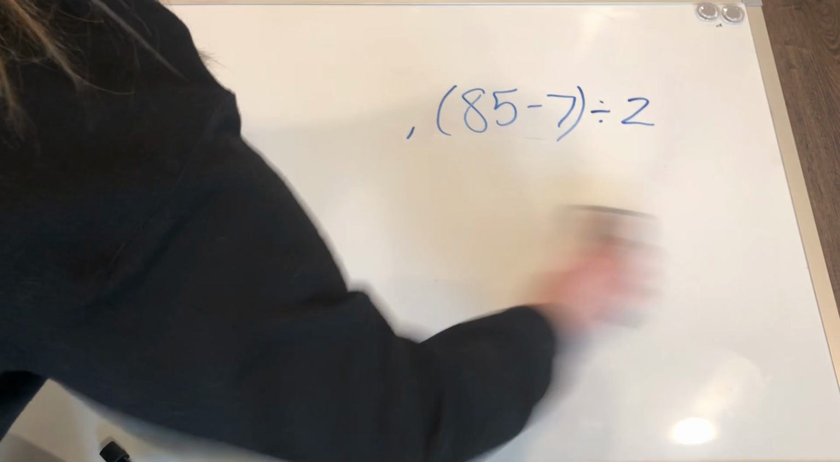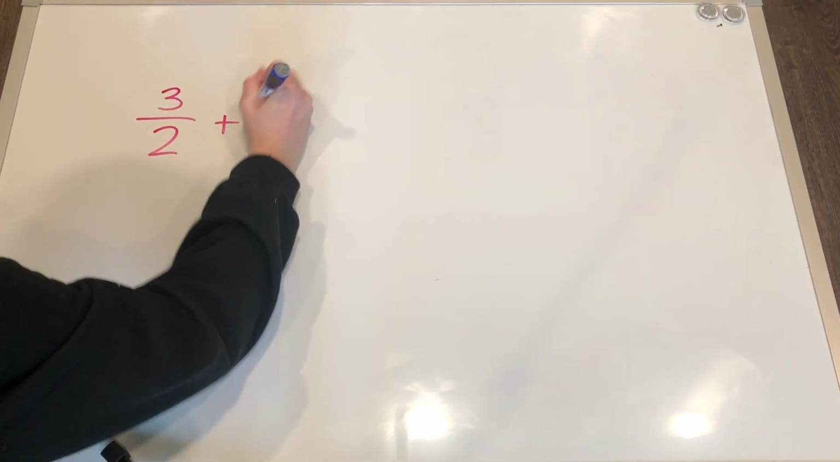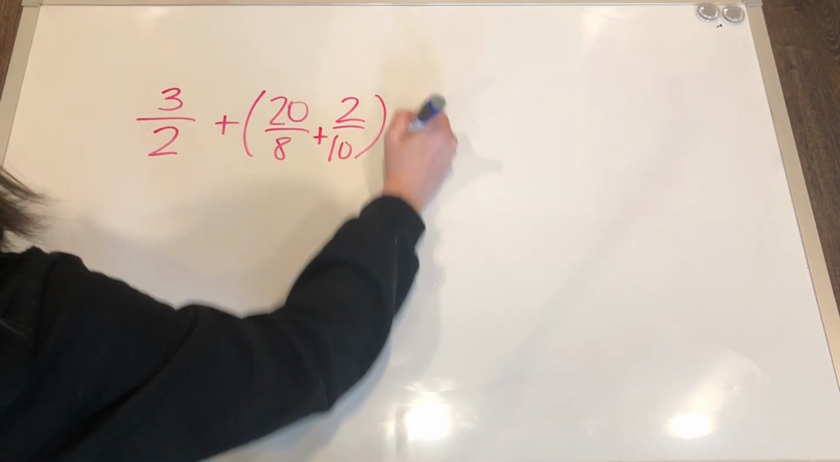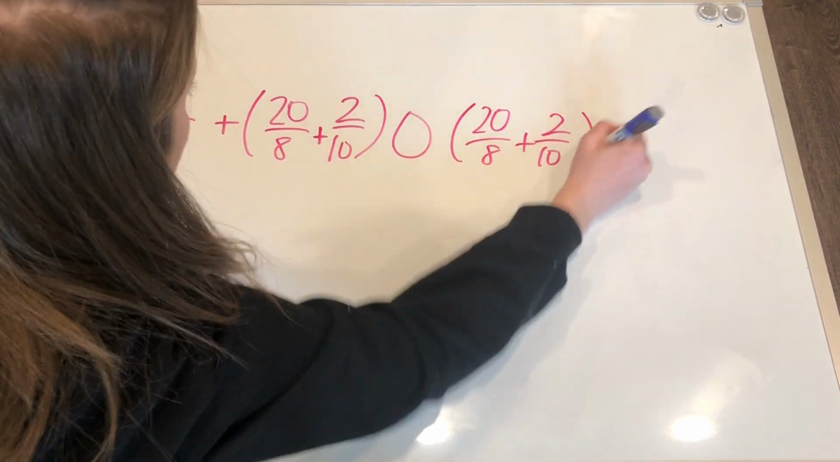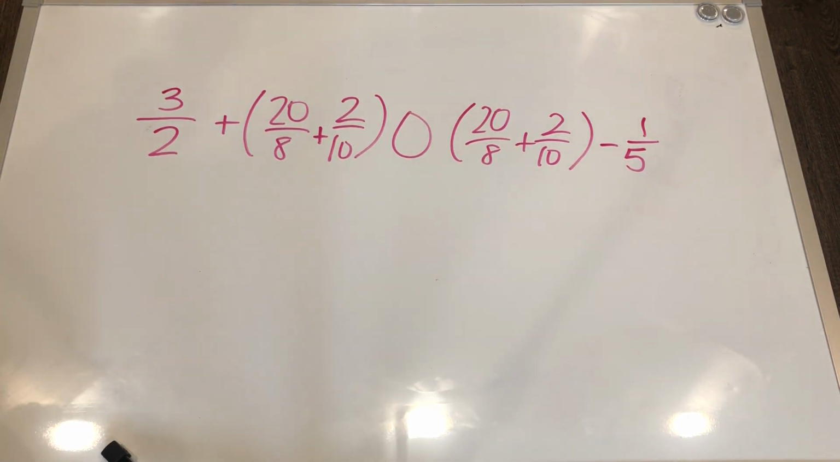Now, let's say that we have a question that looks something like this. So we have 3/2 plus 20/8 plus 2/10, and we're comparing it to 20/8 plus 2/10 minus 1/5. Now, before you start thinking, oh, we have different denominators, we have improper fractions, don't stress yourself out, because all it wants us to do is compare. So what I want you to do first is just look at the numbers that you're given. Do you notice anything? Is anything the same? Is anything different?